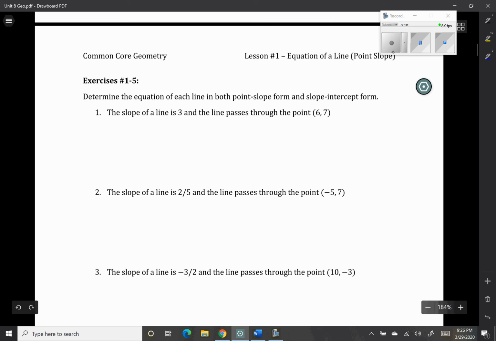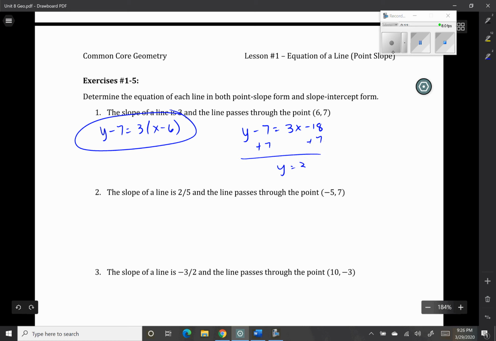So because we know the slope and we know a random point, I should be able to write this in our new form pretty quickly just by plugging numbers. That's a perfectly acceptable equation of a line. If I do some distributing, right, if I distribute the 3, I'd get 3x minus 18. If I add 7, I get y equals 3x minus 11. There's my other equation. Hopefully you got both of those.